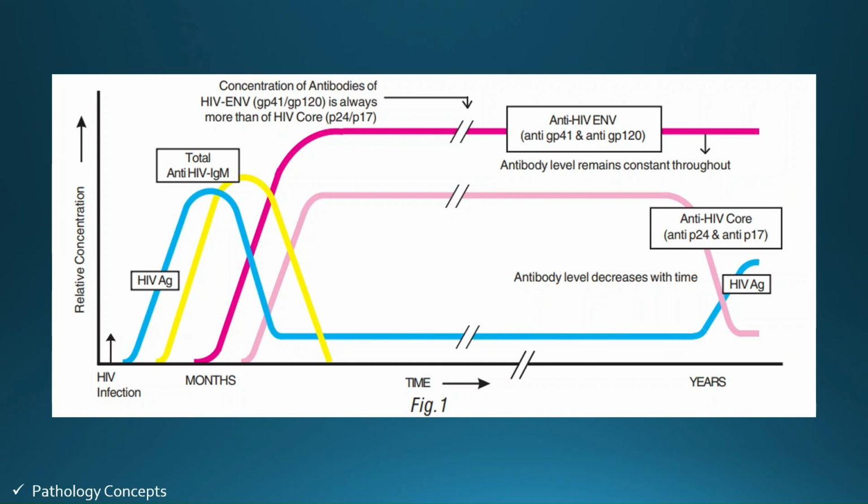This picture shows the relative concentration development of the different antigens and antibodies against HIV. So first, when HIV infection occurs, the HIV antigen is the first to rise. After that, anti-HIV IgM antibody rises rapidly and decreases rapidly. After some months, the envelope antibodies and the core antibodies are developed. And after years of HIV infection, gradually the antibody titer decreases and again the HIV antigen titer will increase.